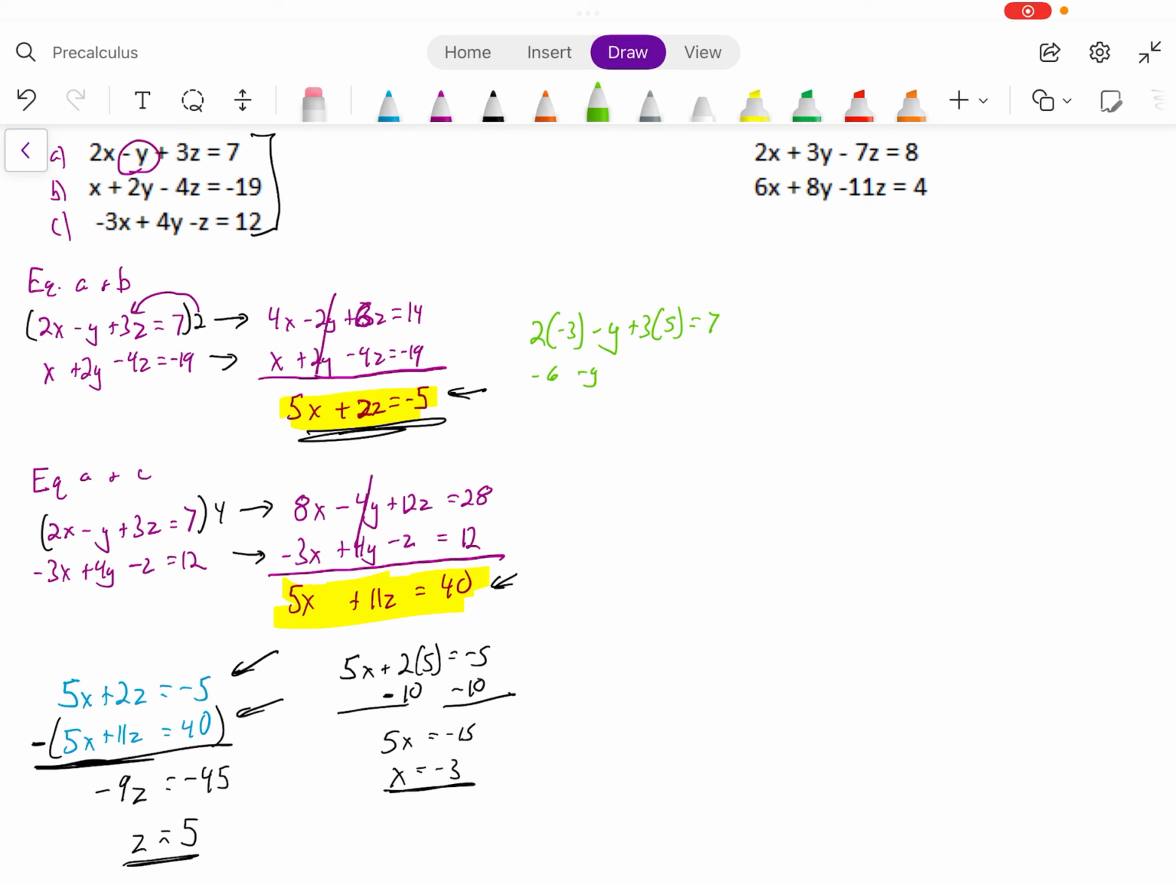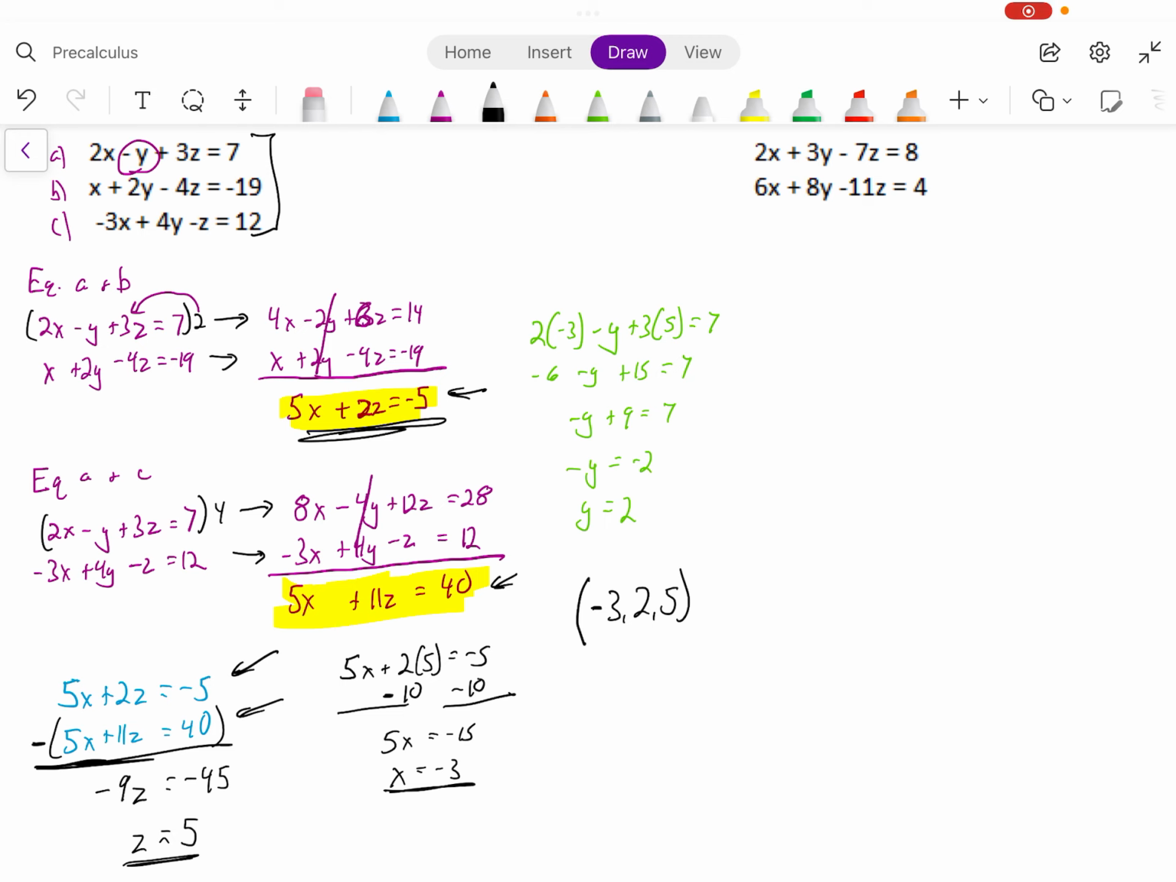Negative 6 minus y plus 15 equals 7. Negative 6 and 15 is 9. Subtract 9 from both sides. You get negative y equals negative 2, which means y is equal to 2. And so our solution is in order triple. We put it in order, so x is negative 3, y is 2, and z is 5.